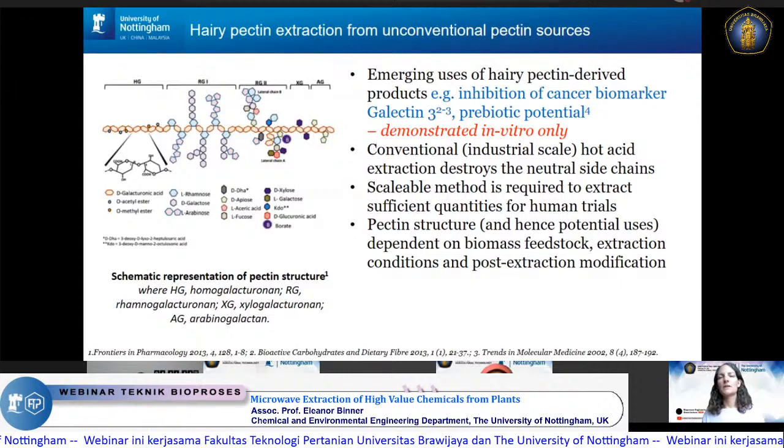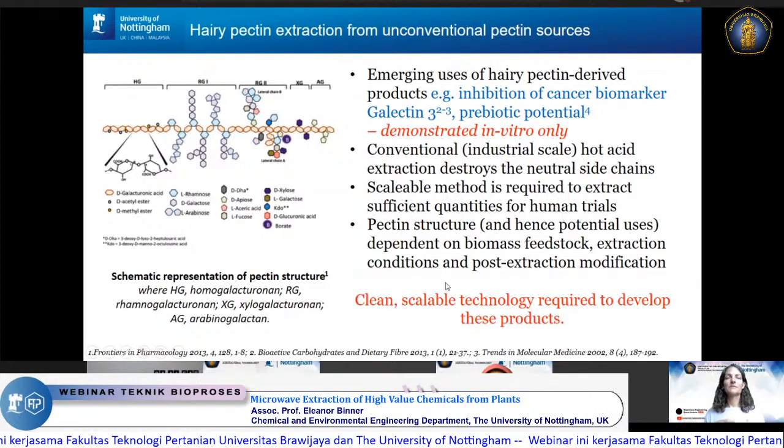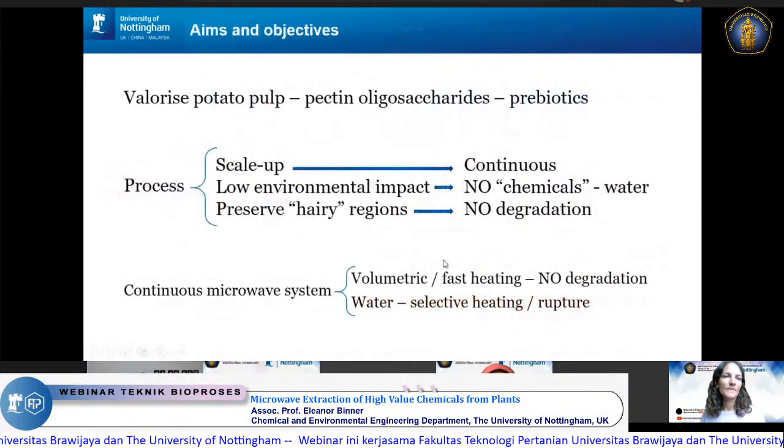So our aim in this work is to actually be able to develop a clean, scalable technology. So we want to use water, in other words, and we want to use microwaves because of the renewable energy from the electricity, to develop these products. So the aims and objectives of this work are to valorize potato pulp, to get pectin oligosaccharides to produce prebiotics. And the process that we want is we want to be able to scale it up.